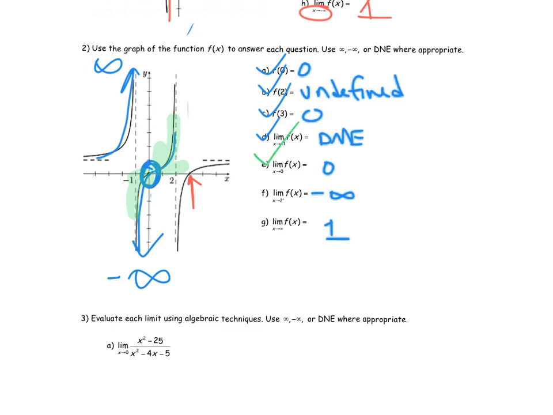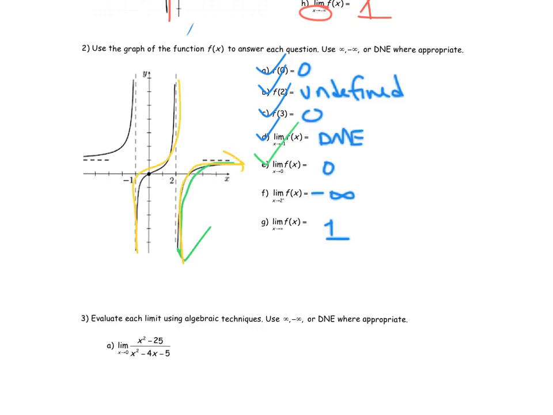So that checks out. The limit as x approaches 2 from the right, so we're going to approach 2 from the right. So that's this direction. We're going towards negative infinity. And then the limit as x approaches infinity. So as we approach infinity, we've got that horizontal asymptote here at 1.